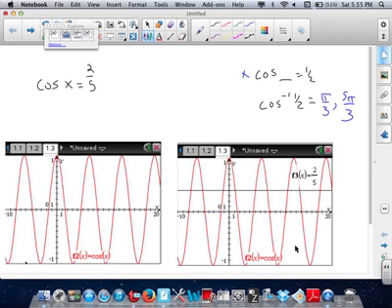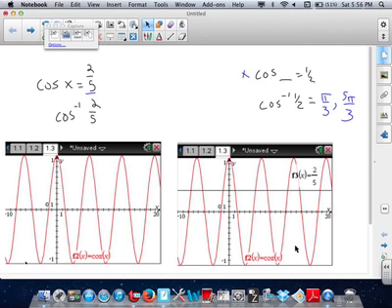Now, if I have this situation, the cosine of x is 2/5, I'll have to try and figure out what the inverse cosine of 2/5 is. Now, that's not on the unit circle, and that's what we're going to learn today.